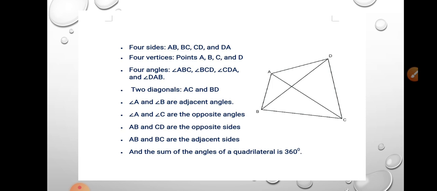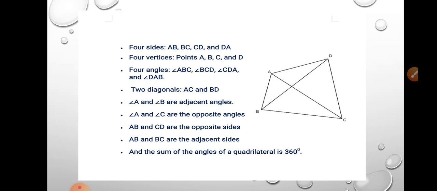It also has four pairs of adjacent sides. Adjacent sides mean two sides of a quadrilateral which have a common endpoint. So here the four pairs of adjacent sides are AB, BC; BC, CD; CD, DA; and DA, AB. These are the four pairs of adjacent sides of quadrilateral ABCD.